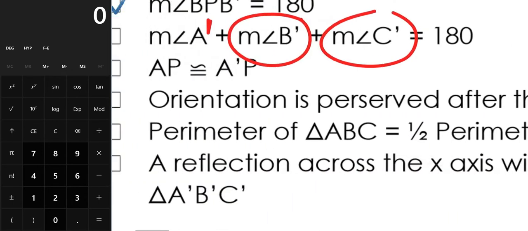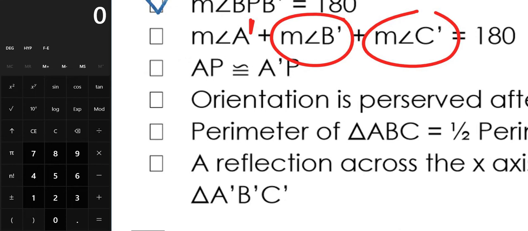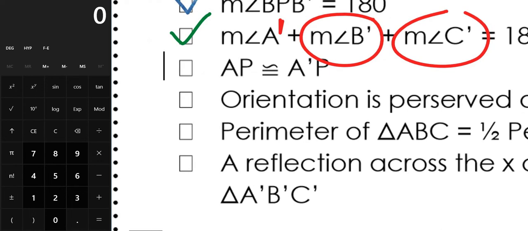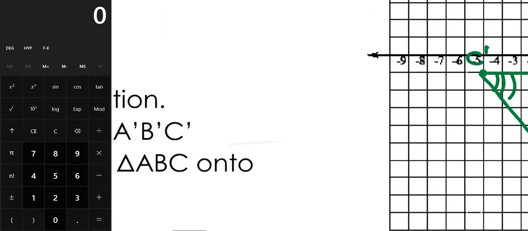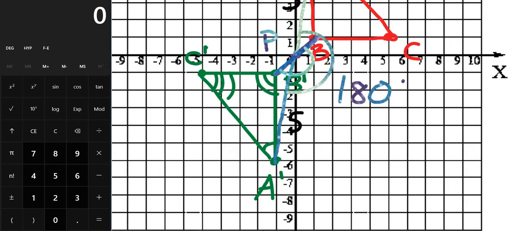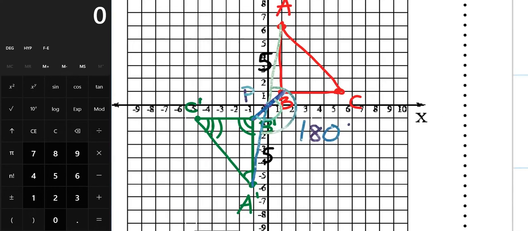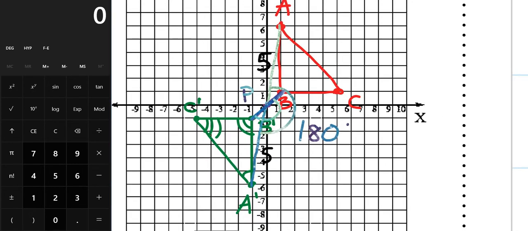Let's go back. We're going to click off. Yes. The next one. The length of AP is congruent to the length of A prime P. Let's take a look. So AP, let me zoom out a little bit here. Okay, so from A to P, is it the same as from A prime to P?